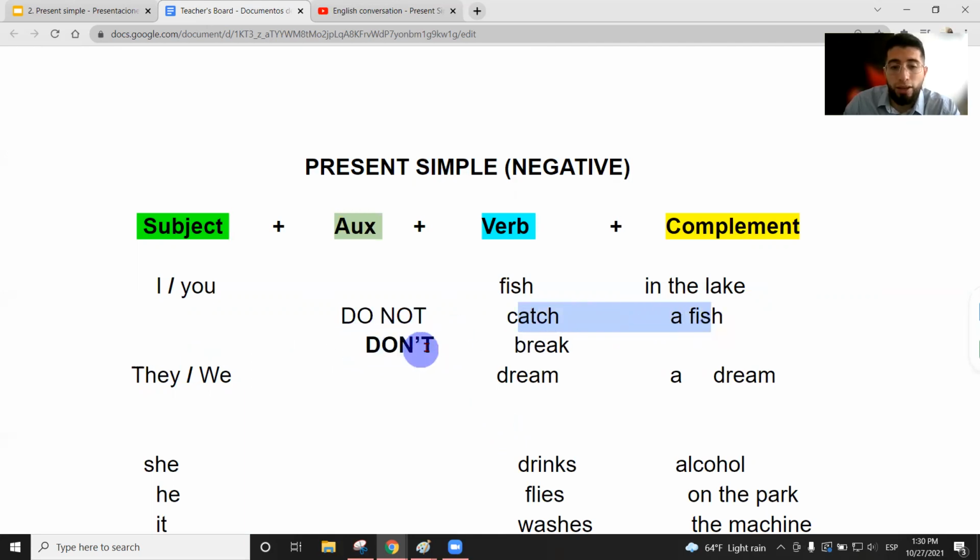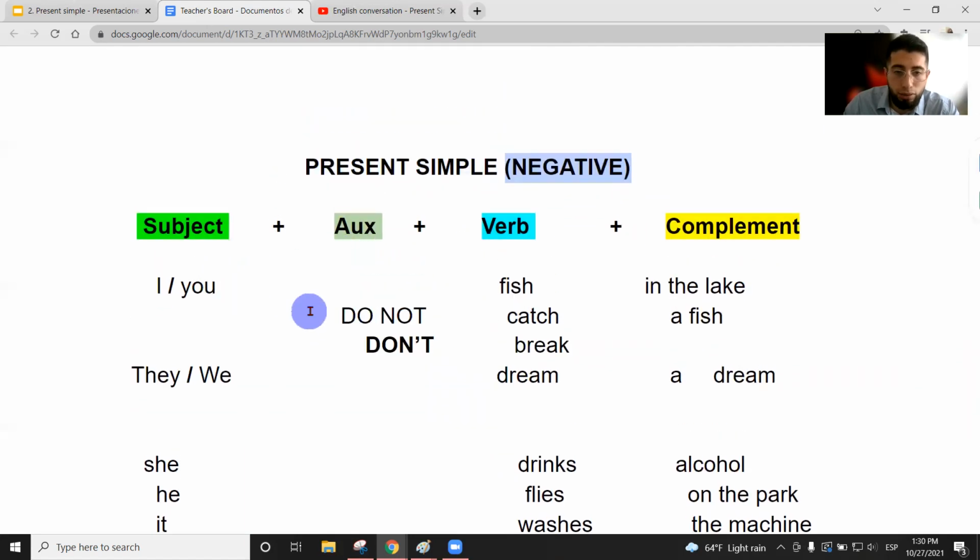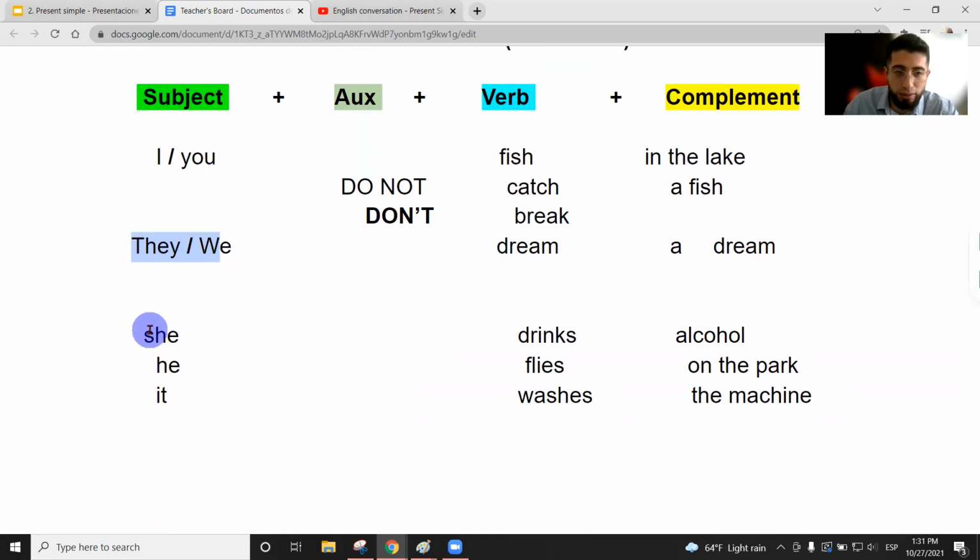Okay, now, this is a really simple way, es una manera muy sencilla, chicos, para crear negative sentences, oraciones negativas, in present simple. Ok, remember, este auxiliar do solo es para I, you, they, and we. Ok, now, let's move to the next. Vamos a movernos al siguiente, that we have he, she, and it. ¿Listo? This is the third person, esta es la tercera persona.